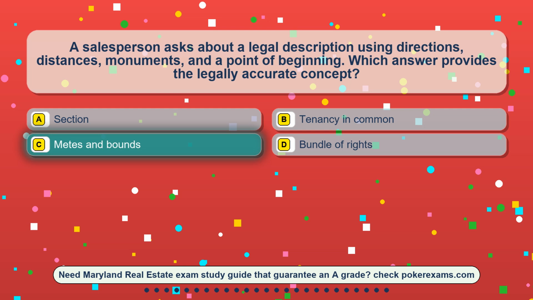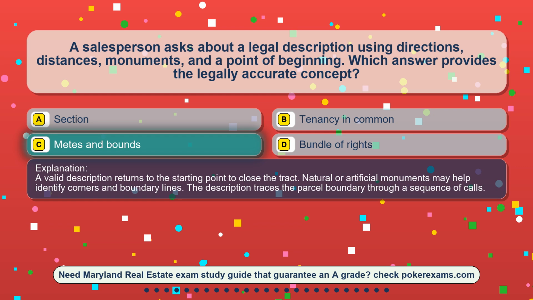The correct answer is option C, metes and bounds. A valid description returns to the starting point to close the tract. Natural or artificial monuments may help identify corners and boundary lines. The description traces the parcel boundary through a sequence of calls.